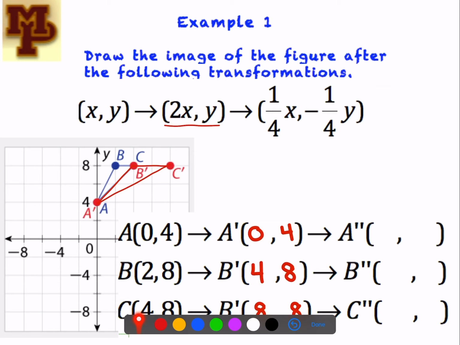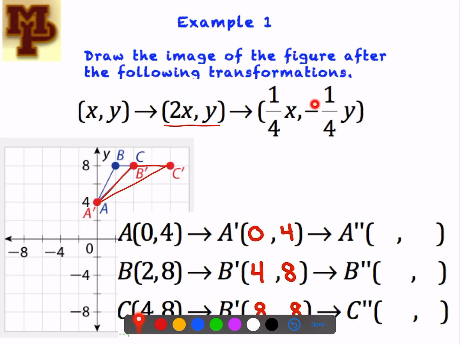Now, we're going to take these new points, A prime, B prime, and C prime. There should be a C prime down here. And we're going to plug it into 1/4 x, negative 1/4 y. So this is a dilation occurring because we're multiplying by the same number on both of them. Not only that, we're also reflecting over the x-axis because this is a negative y now. So we're taking all of our y values and we're negating them all as well.